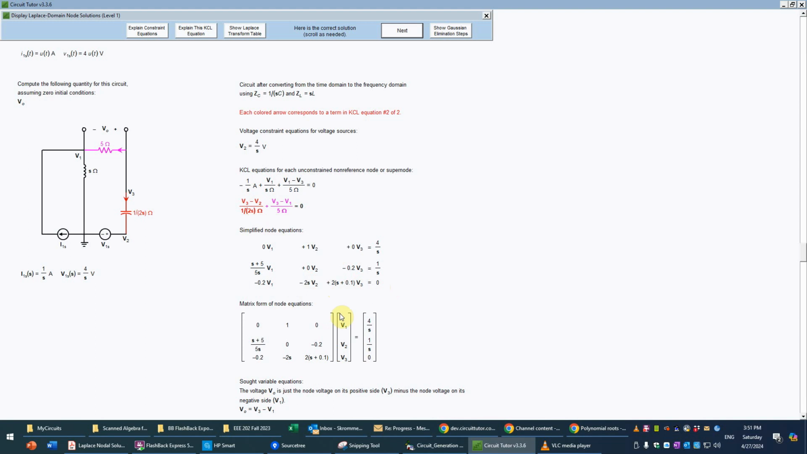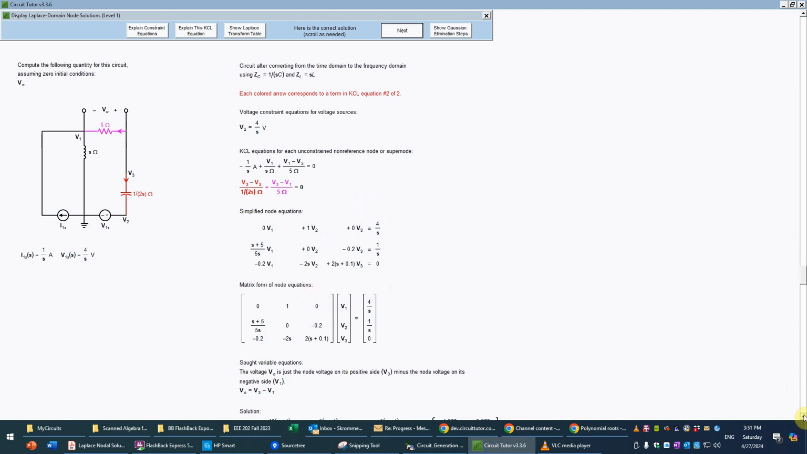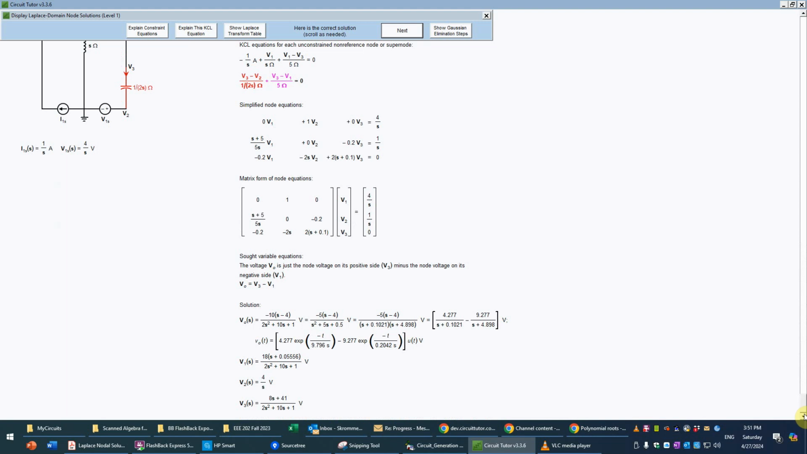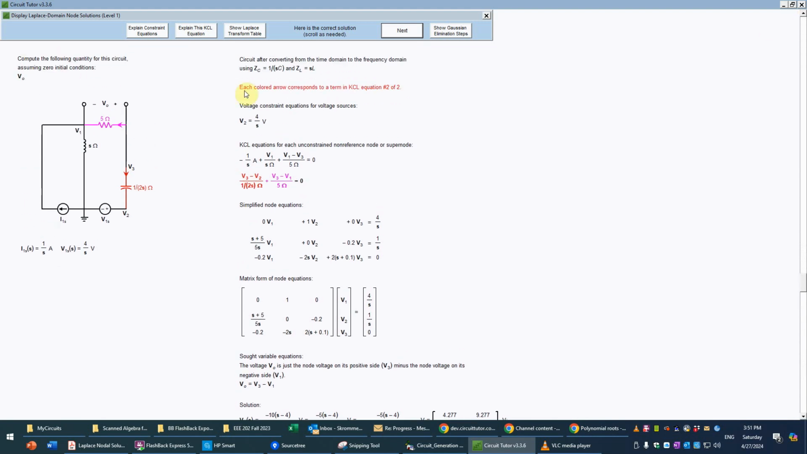V3. And then those coefficients are basically just copied over into the matrix equation, although I don't really recommend solving matrix equations for this type of problem, but it is possible if you wanted to do that. Then our sought variable here, V0, which, scroll back up, again, that was equal to V3 minus V1, as you can see here.